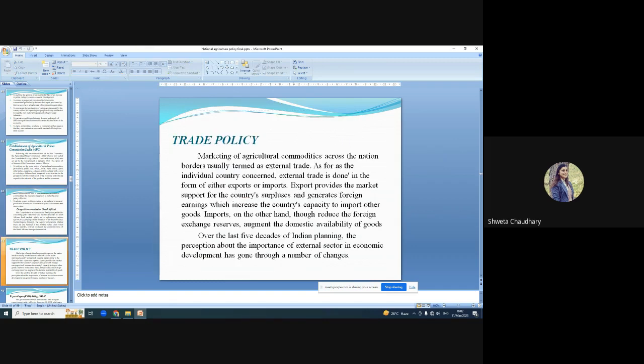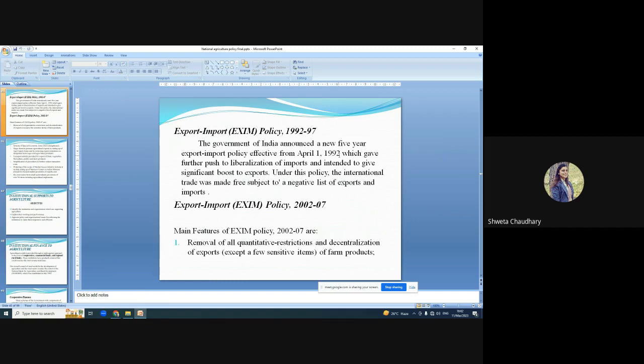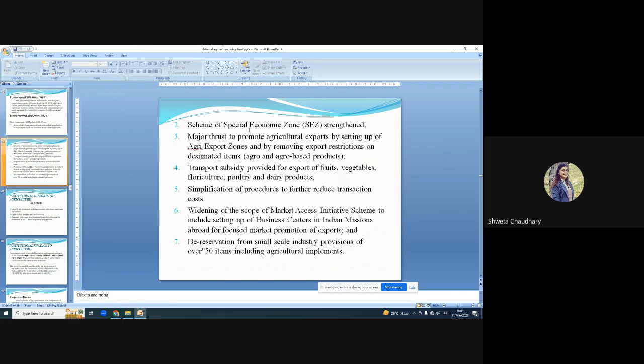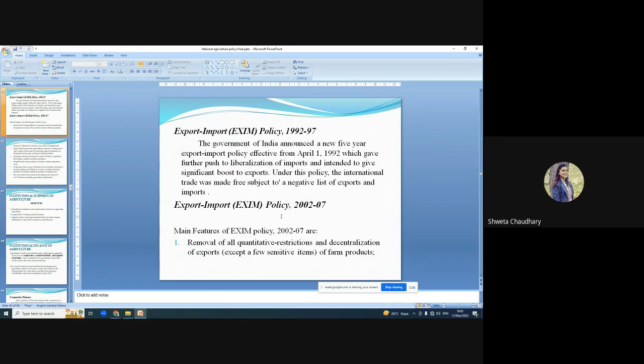Then for trade policy, we have the export-import policy that was announced in 1992. This is for the liberalization of export and import, to remove various trade restrictions, removal of all quantitative restrictions and decentralization of exports of farm products. This is the one objective. Then schemes for special economic zones. Then transportation subsidies are being provided for export of fruits and vegetables. Then widening of the scope of market access initiatives, meaning certain centers, like business centers, have been developed for market promotion of export. Then de-reservations from small-scale industry provisions are being taken up. So these were the important features of Exim policy to promote the export-import.